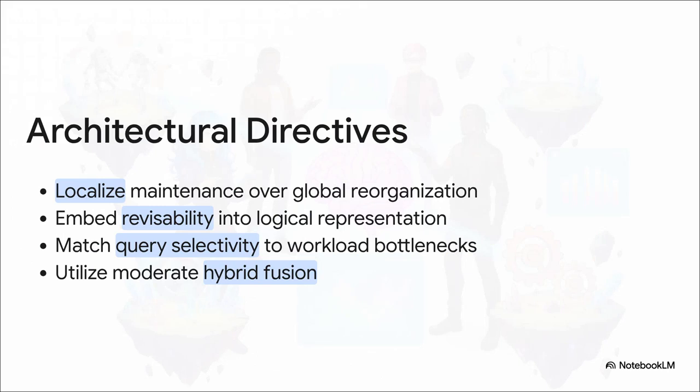To conclude this explainer, the empirical evidence points to some incredibly strict design principles for anyone building autonomous systems. Optimize for localized maintenance, natively embed multi-versioning right into your logical representation, and absolutely avoid global architectural overhead unless your specific workload strictly demands it. So, considering these hard metrics, does your current memory architecture actually pass the test?